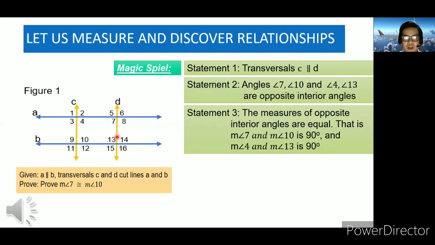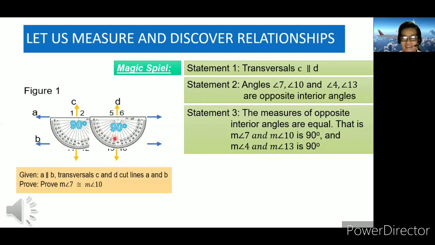So using your protractor, you can say that the measure of angle 7 is 90 degrees. Also, the measure of angle 10 is also 90 degrees. And also, angle number 4 is 90 degrees. Also the same with angle 13, which is 90 degrees.